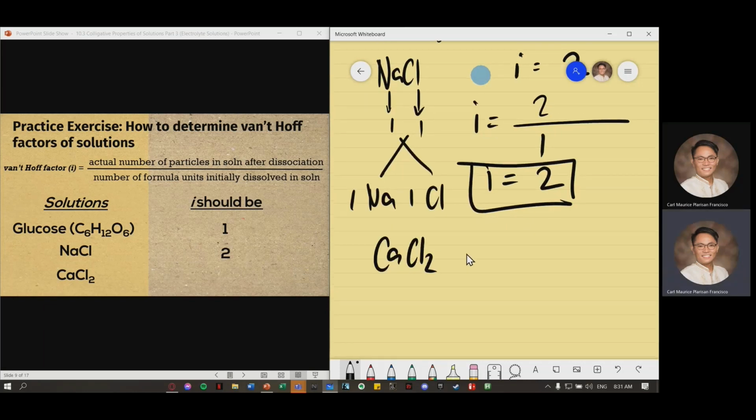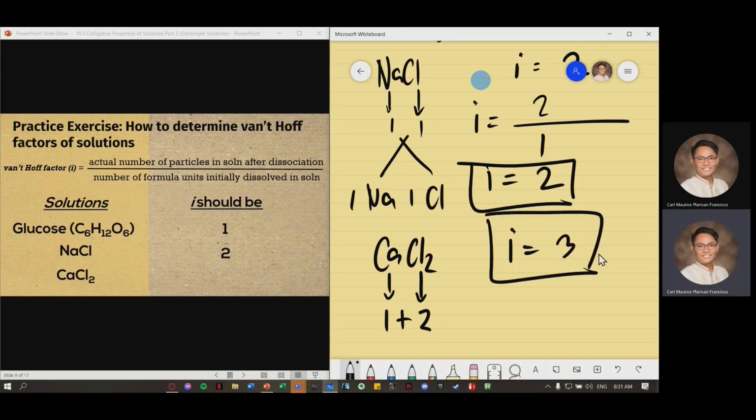And then last one, calcium Cl2 or calcium chloride. So shortcut, meron kang isang calcium. Meron kang dalawang chlorine. So 1 plus 2, 3. Okay, so you have here the Van Hoff factor is 3. So pwede nyo po gamitin itong shortcut. Na-i-add lang po natin yung mga number of atoms or number of substances within the formula. Or you may simply use the Van Hoff factor formula.